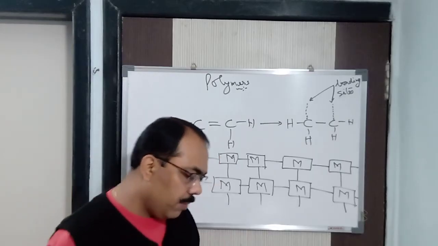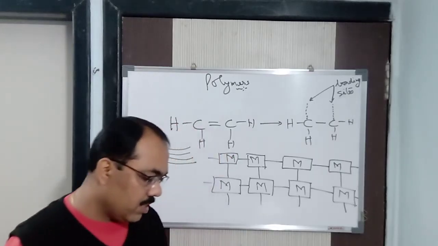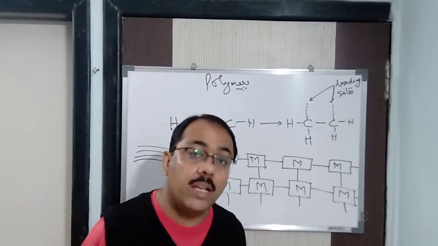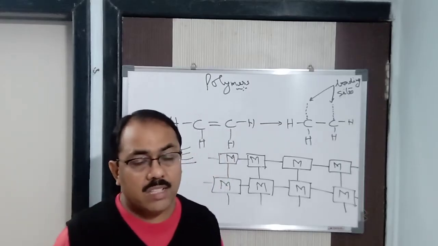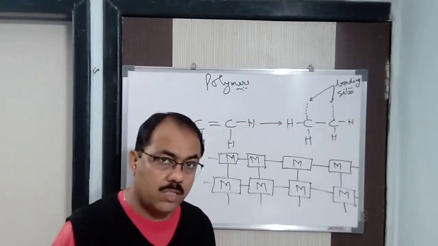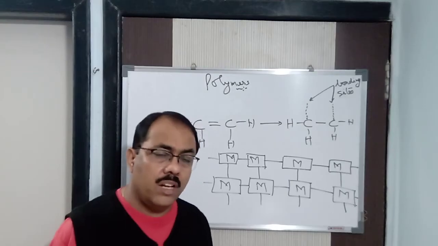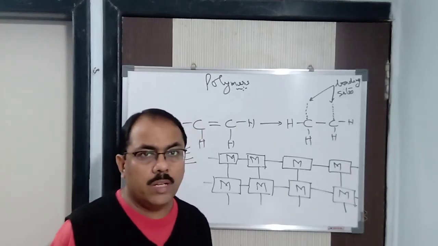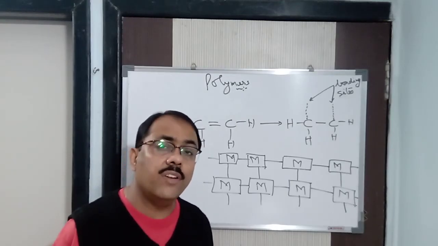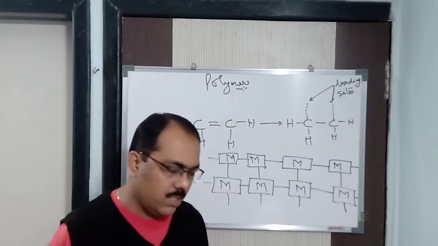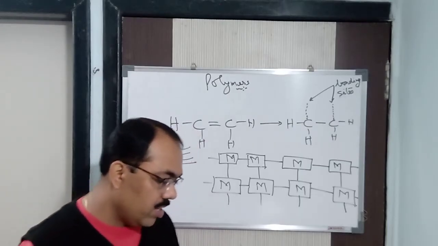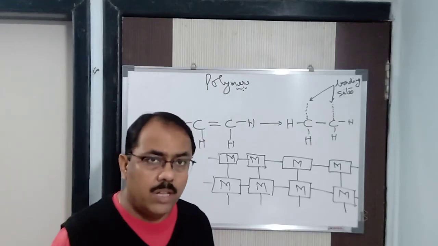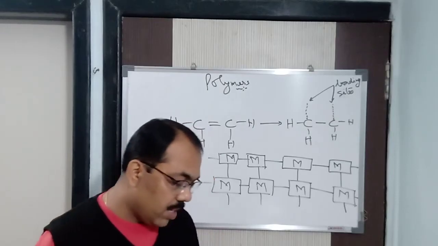So the number of repeating units present in a polymer is referred to as the degree of polymerization. Alright, it is generally asked, what is the degree of polymerization? The number of repeating units present in a polymer is referred to as the degree of polymerization. Again, I repeat, it is the degree of polymerization of the polymer.